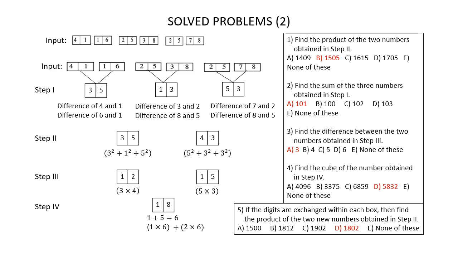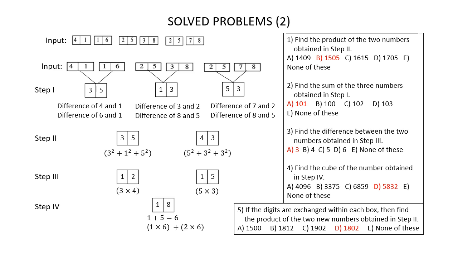Question number 4. Find the cube of the number obtained in step 4. Here you are given 5 options and you have to find out which of these options is the correct one. So here you are asked to find the cube of the number obtained in step 4. So you have step 4 here and the number in step 4 is 18. So 18 cubed is nothing but 5832. So the correct answer is option D, 5832.